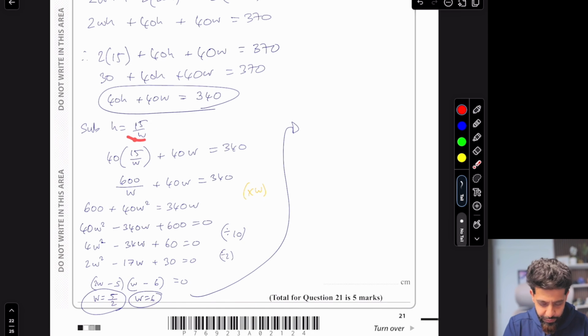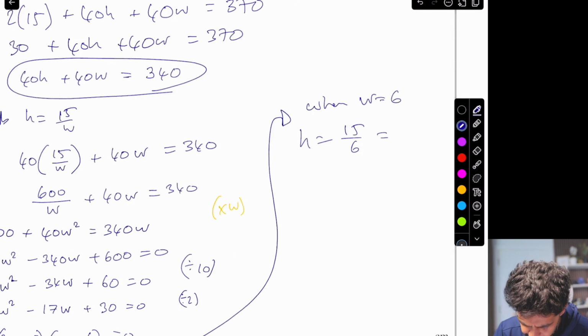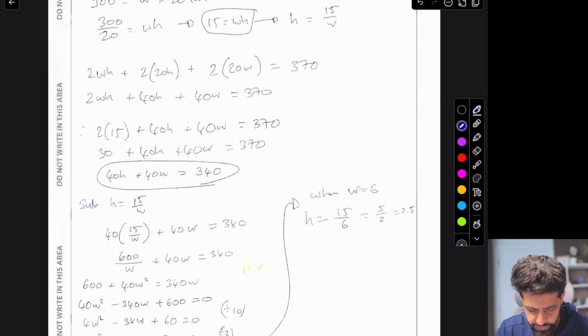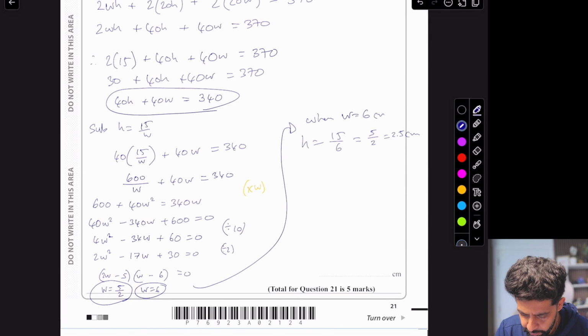Okay, so we can use this formula to do that. So H when, let's start with the easy one. W equals 6. H is equal to 15 over 6. H is equal to, what is that, divided by 3, 5 over 2, which is 2.5. Okay, centimeters? Yeah, 2.5 centimeters.